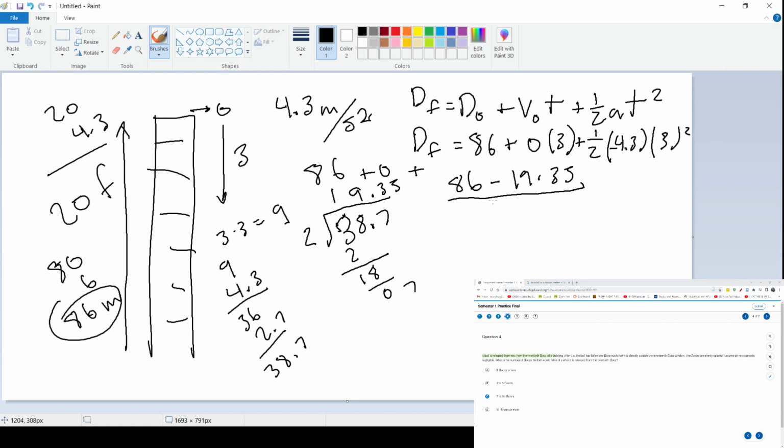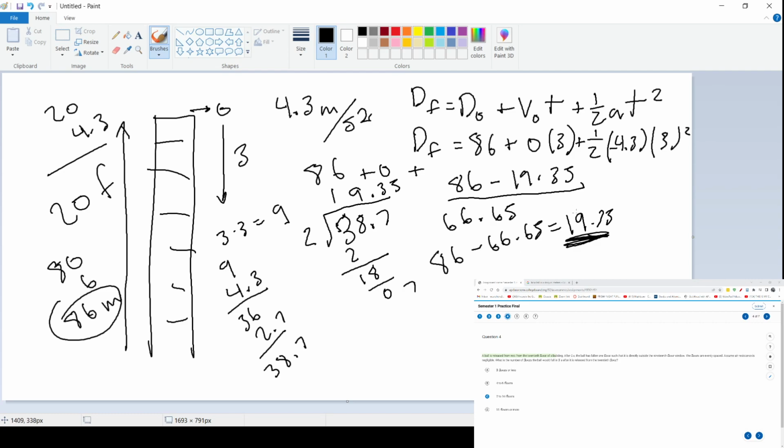Now, let's do that math. That's going to come out to 66.65 meters. A beautiful number, might I add. Okay, so now that we have 66.65 meters, what do we do? Well, we can take 86 and subtract 66.65 to get 19.35, and that would be our final distance that it fell in those 3 seconds.